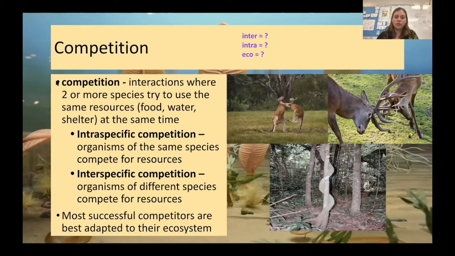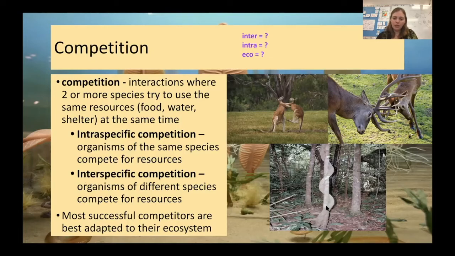Competition occurs when two or more species are trying to use the same resources, and there's two kinds of competition, intra-specific and inter-specific. Intra-specific occurs within a species. Okay, intra means inside. So this would be when two of the same species are fighting for a resource. Interspecific competition is going to occur between two different species. Inter means between.